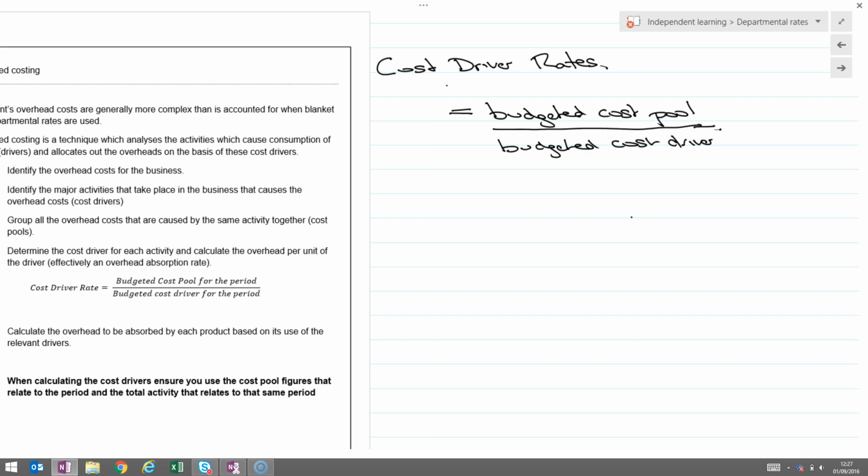Whereas with absorption costing, we just get all of the overheads for a cost centre and we divide it by either machine hours or labour hours. So we've got basically two types of activity. But with ABC costing or activity-based costing, we can have several different cost driver rates because we've identified several different activities that have caused the overheads.